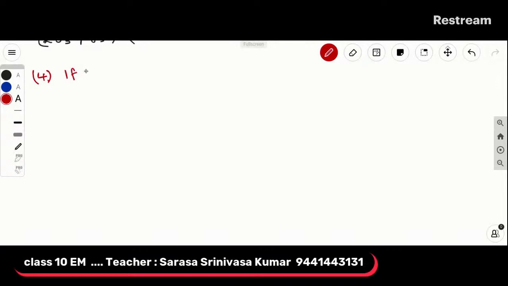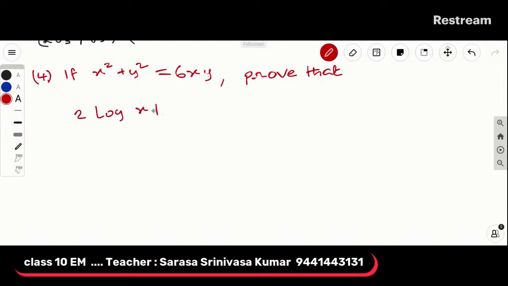If x square plus y square equal to 6xy, prove that 2 log (x plus y) equal to log x plus log y plus 3 log 2. This is what we have to prove.